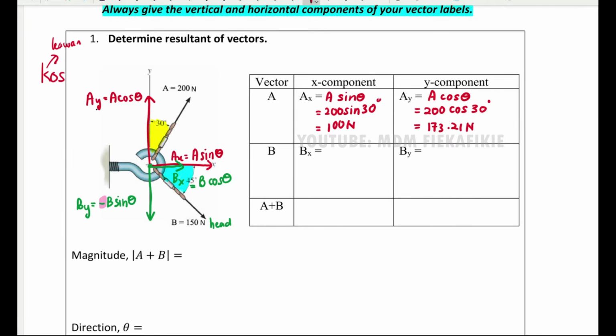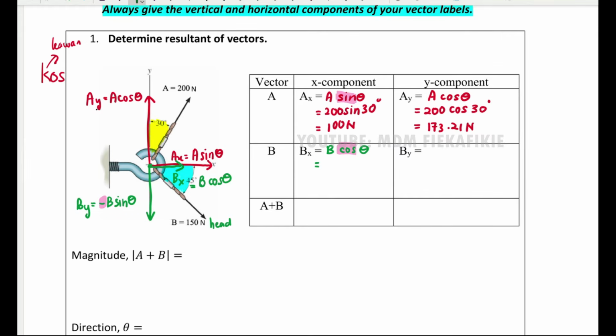Kita resolve pula vektor part B. Okay, so kita akan dapat BX positif sebab to the right. B cos theta. You nampak kat sini beza. Yang atas ni dia adalah A, X komponen AX dia adalah sin. Yang bawah ni adalah cos. Okay, jadi you tengok pada angle. Saya dah tekankan banyak kali. Jangan hafal X saja adalah cos. Okay, Y adalah sin. No. Okay, you tengok pada angle. Okay, paksi mana yang rapat dengan angle, dialah yang cos. Itu you nak hafal, you hafal macam tu.